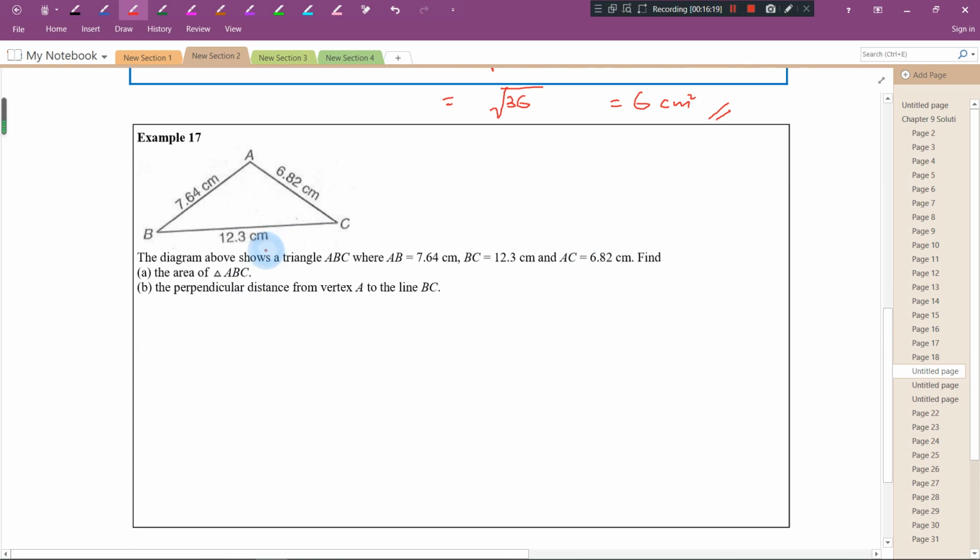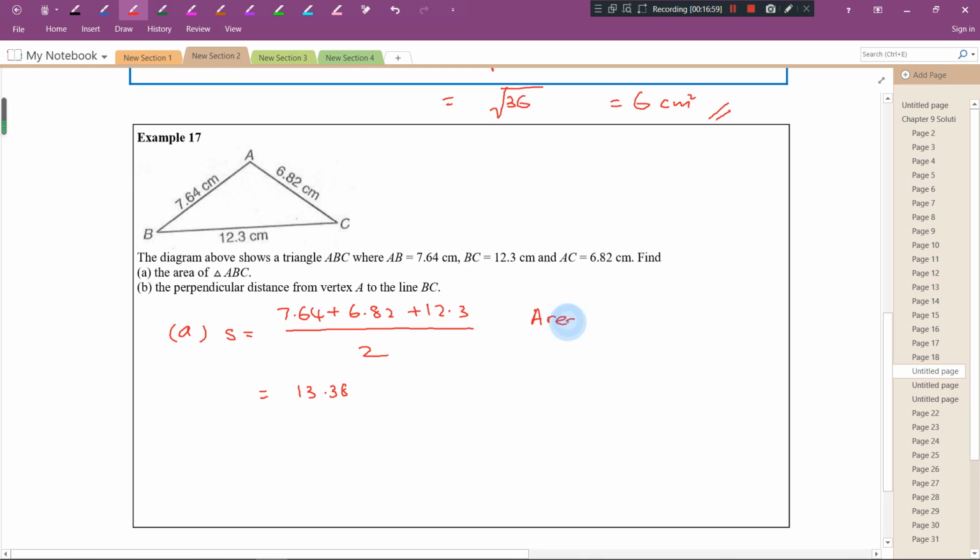Okay, so if I want to use Heron's formula, I need to find the semi-perimeter first. S is 7.64 plus 6.82 plus 12.3, and then divided by 2. Okay, let me check it. Okay, correct, 13.38.